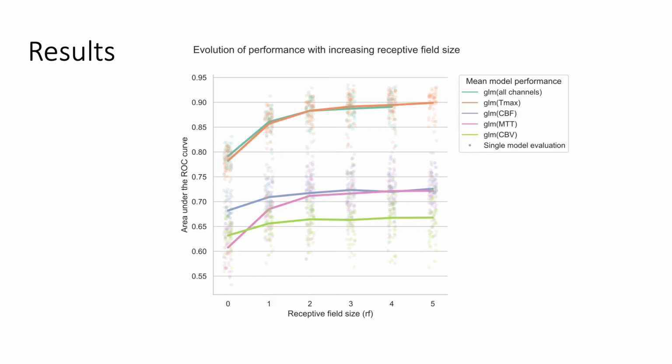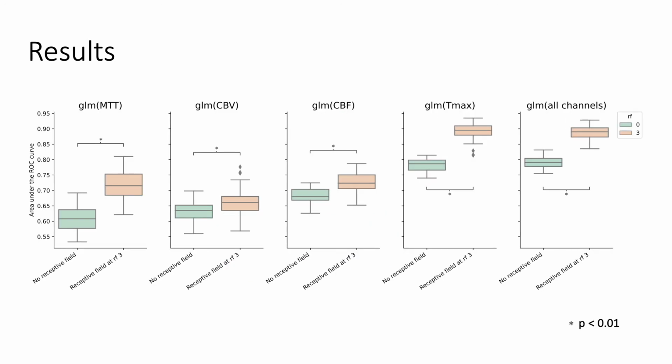For all evaluated models, performance increases when applying a receptive field, but then generally plateaus off. We can also see that Tmax, here in orange, is the single best performing metric, performing just as well or even better than a multiparametric model shown in green. A receptive field of size 3 was found to work best for all perfusion parameters. When comparing this with a voxel-wise model, this significantly increased the model's performance to predict the final tissue outcome, as we can see on this slide.